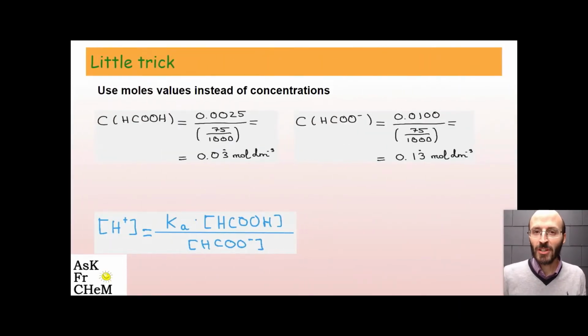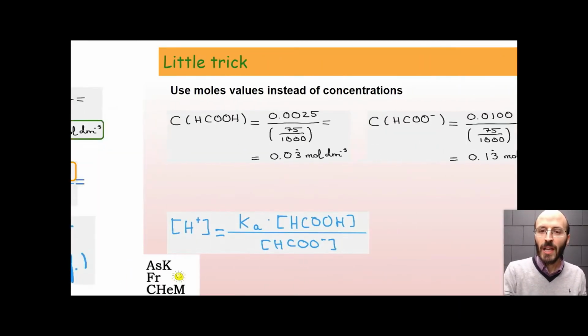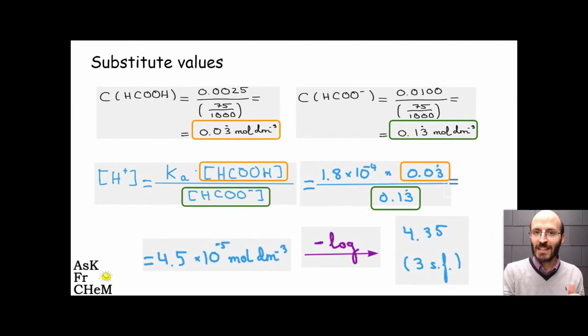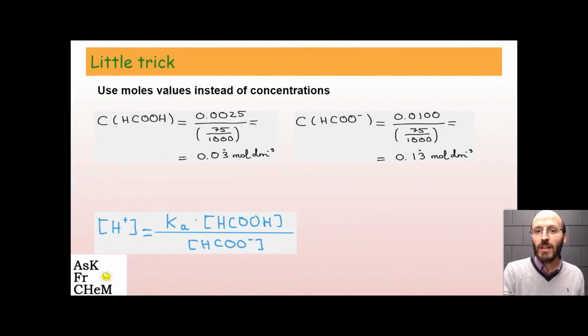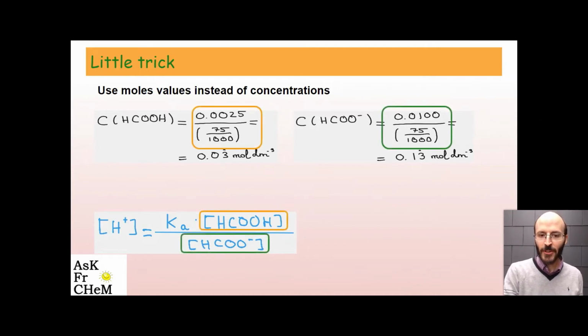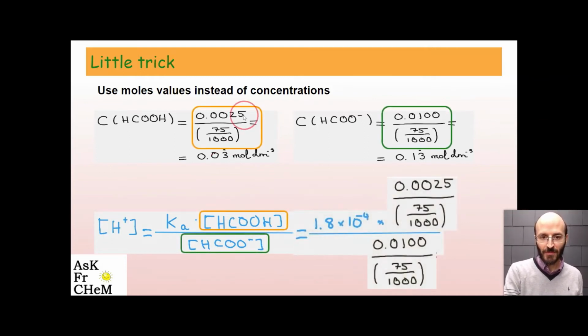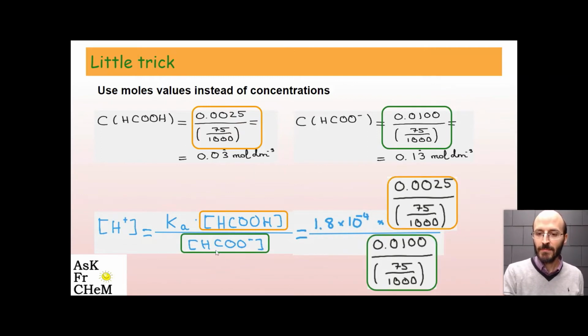Now I'm going to show you a little trick, but if you were happy with this, that's good. This trick, if it makes sense, brilliant. If not, not to worry. What we are going to do is, instead of using the 0.03 recurrence for concentration of acid, we are going to use the fraction. And the same for the conjugate base.